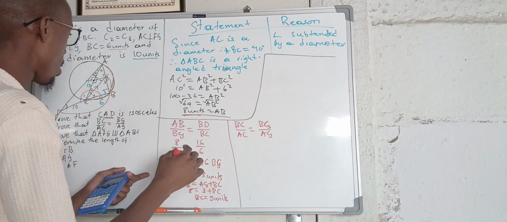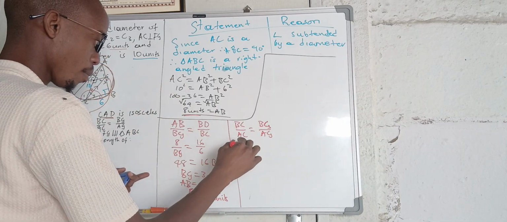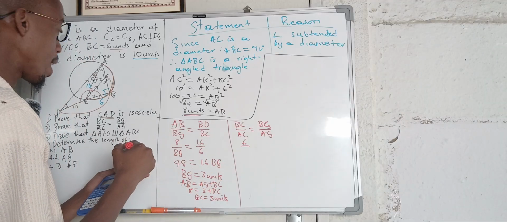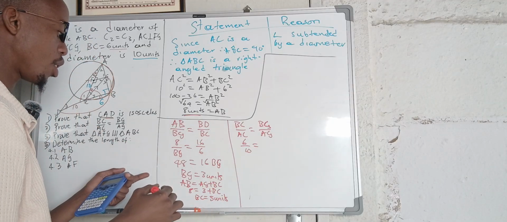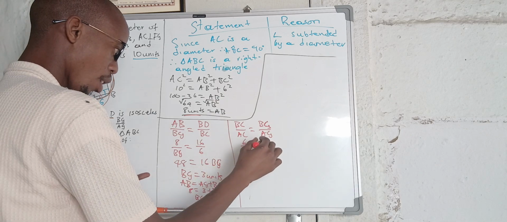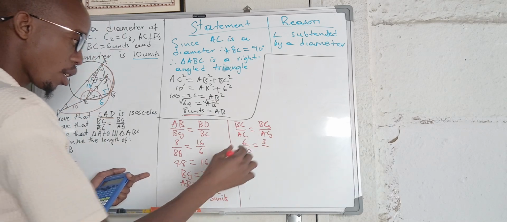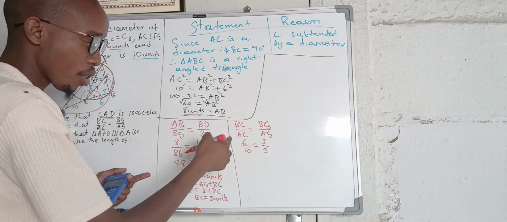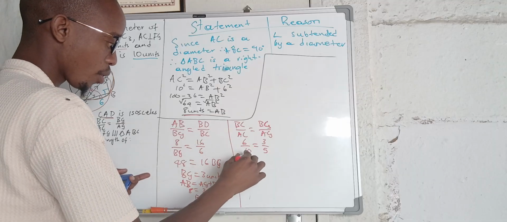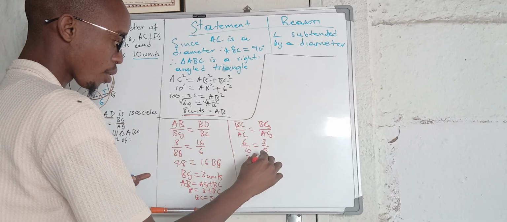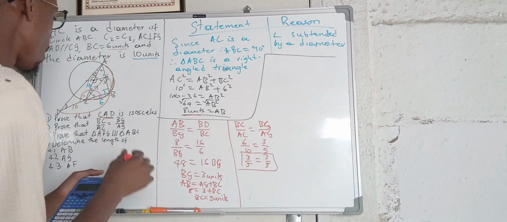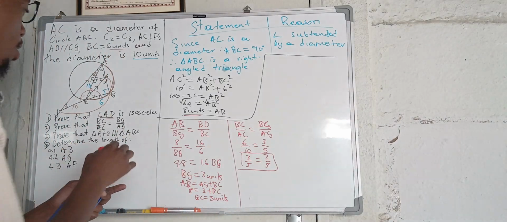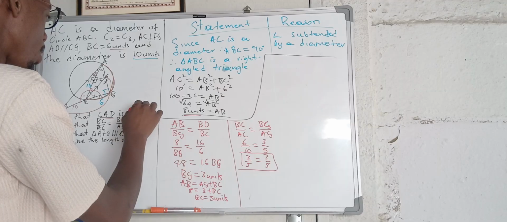Where is BC? BC is 6. And what is AC? AC is 10. What is BG? BG is 3. What is AG? AG is 5. If you simplify 6 over 10, it gives you 3 over 5, which equals 3 over 5. Therefore, we have proven that BC over AC is equal to BG over AG. So we are done with that.